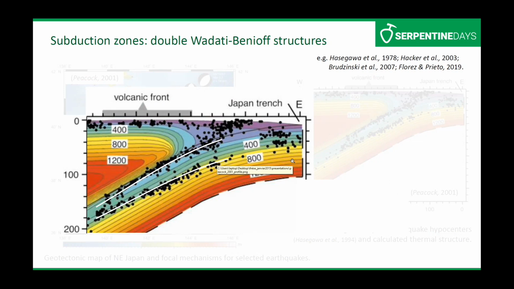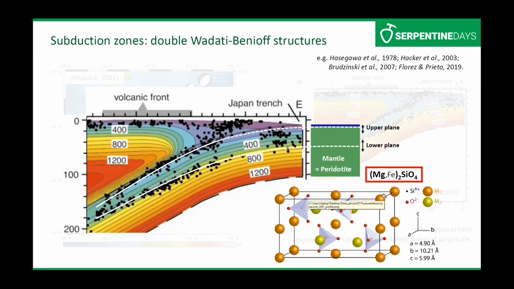The distance between the planes is related directly to the age of the plate, and the depth at which the planes merge can vary between 120 and 200 and something kilometers, depending on the velocity of the subduction and the age of the plate. So in this talk, I will focus on the lower Wadati-Benioff plane.